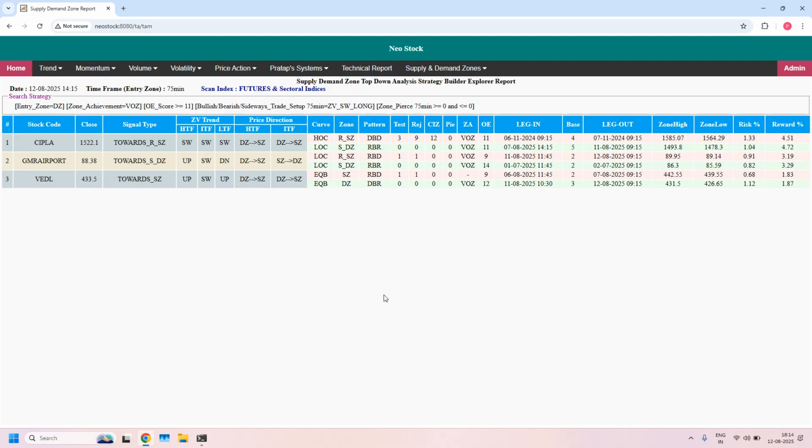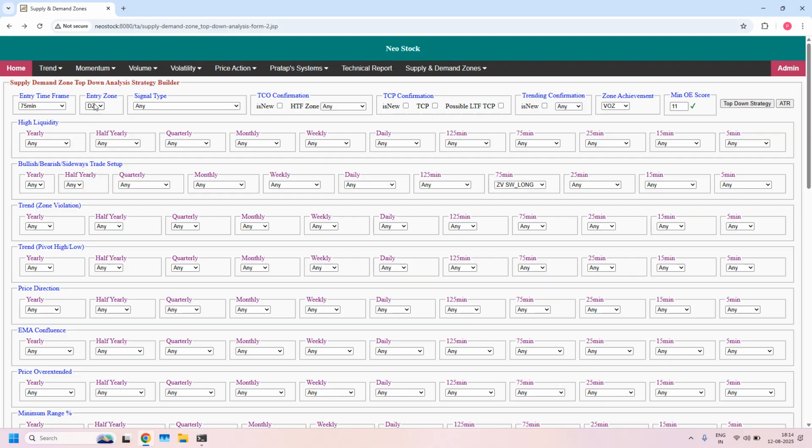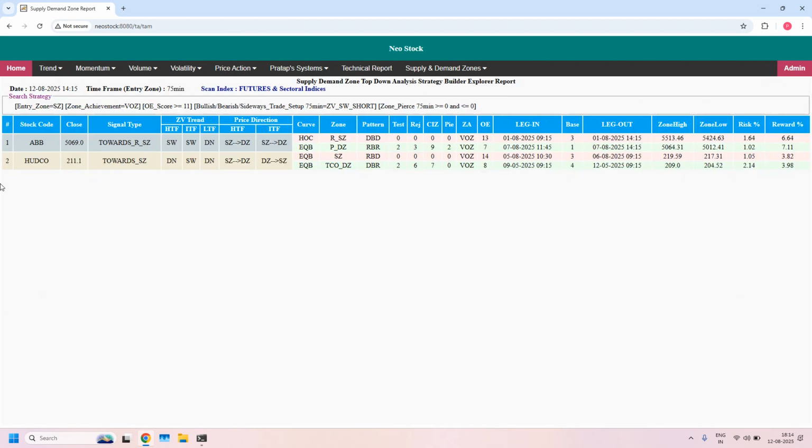Sideways long trade setup. Next, sideways short trade setup. The changes are 75 minute supply zone and here sideways short. Let's filter. We got two stocks. Entry time frame zones are these 75 minute supply zones.